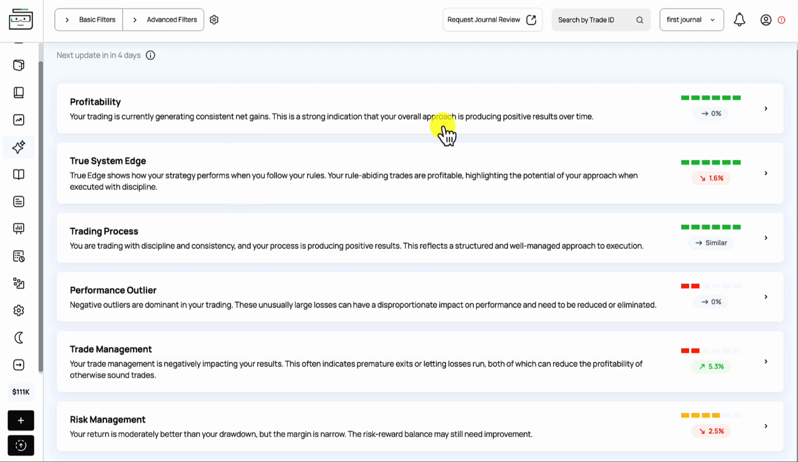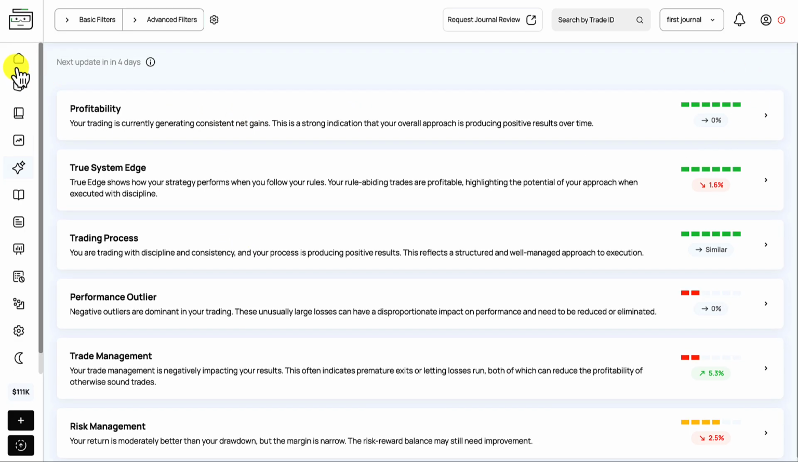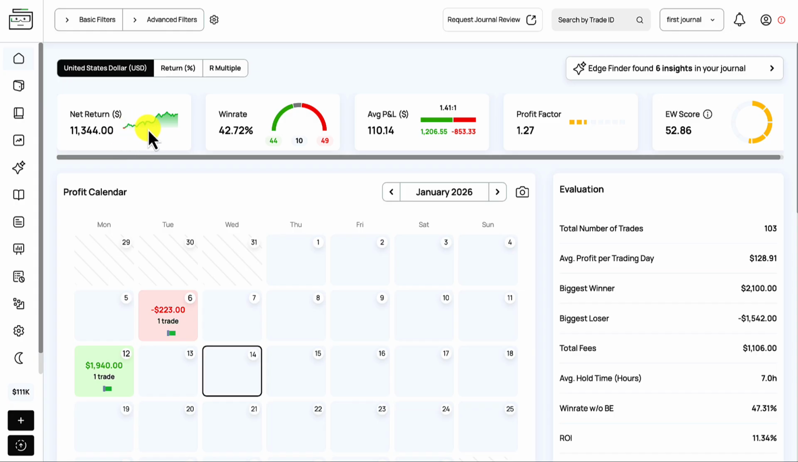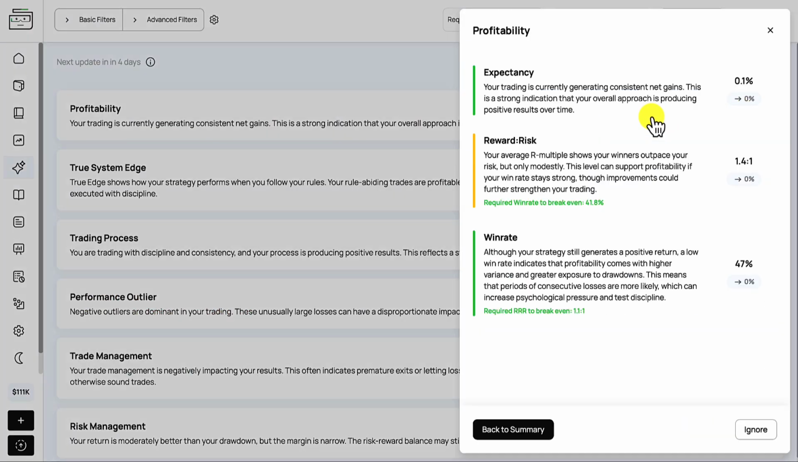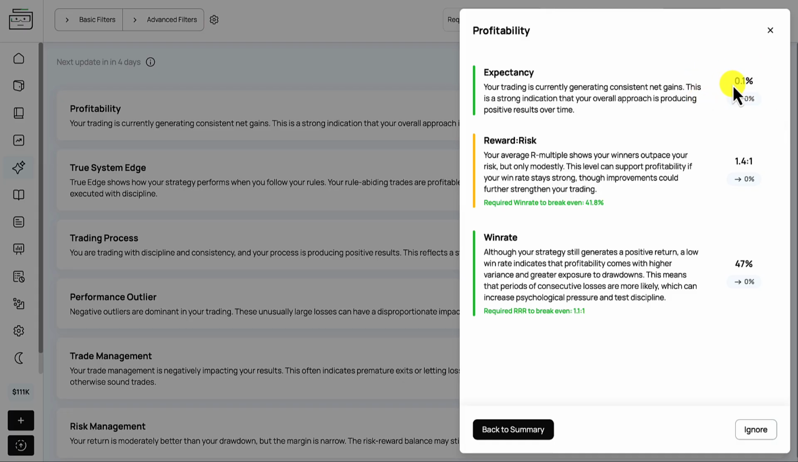Let's start at the top, profitability. It's green. When we look at the whole trading journal, you can see this trader is currently very profitable. That's why his profitability rating is green. Here you get an idea of your expectancy per trade. So per trade, he's making 0.1%, which is a good metric. The reward to risk ratio is 1.4 over all of his trades, and his win rate is 47%.